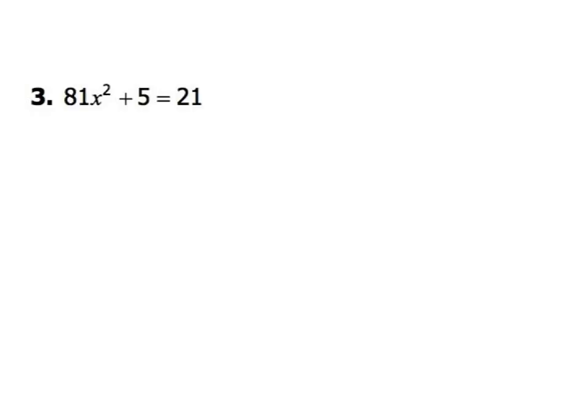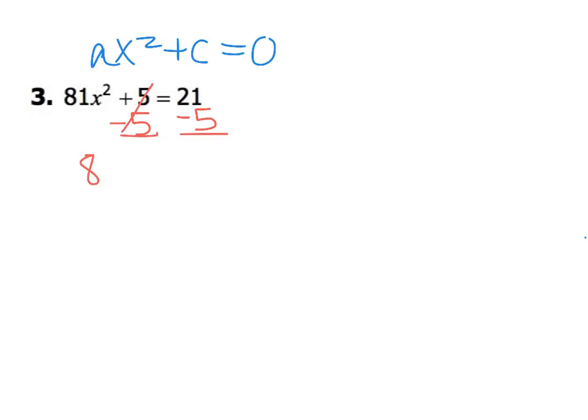Alright, number 3. Number 3 is also in the form ax squared plus c equals 0 if we can move things around, all right? So the first thing we want to do is isolate the x squared. So first thing we want to do is subtract 5. That cancels out over here. We're left with 81x squared equals 16.